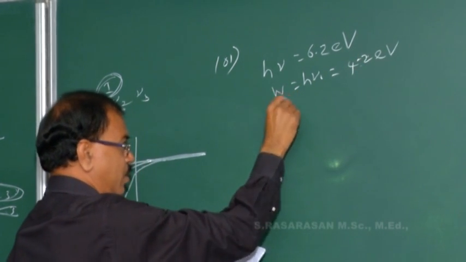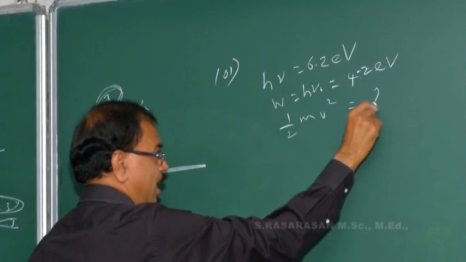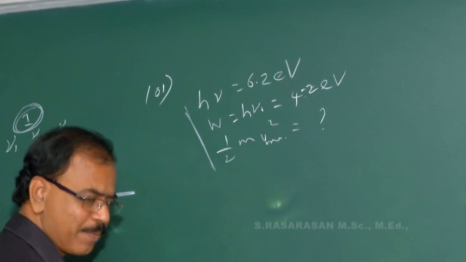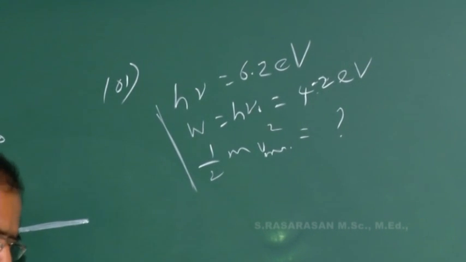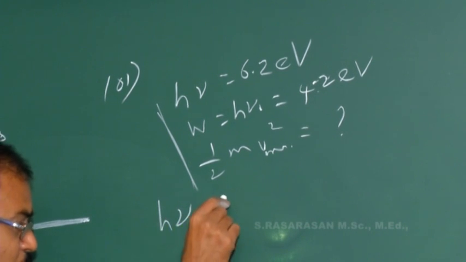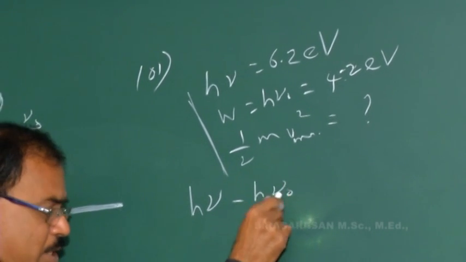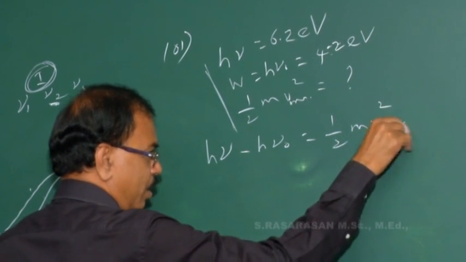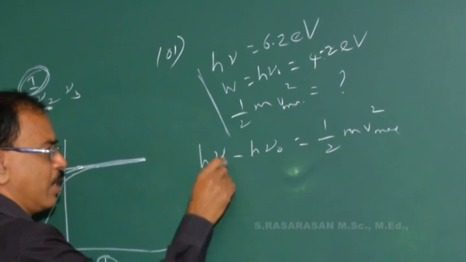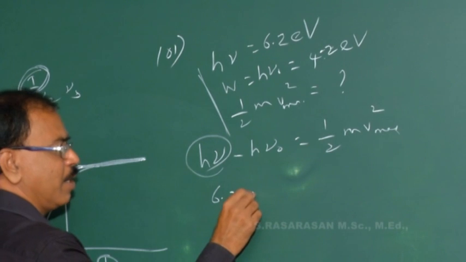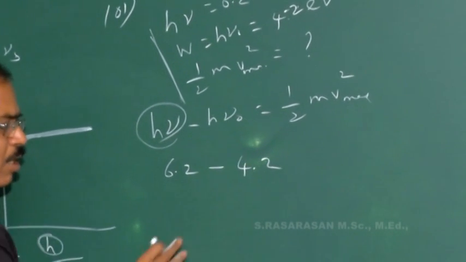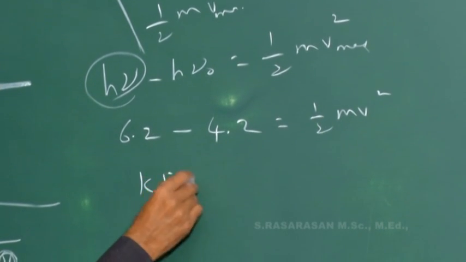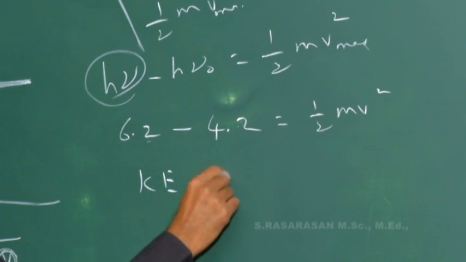They ask the kinetic energy of the fastest moving electron, so it is maximum. This is Einstein's photoelectric equation: h nu minus w, or h nu naught, equals half m v square maximum. The values given are 6.2 eV minus h nu naught 4.2 electron volt, equal to half m v square. So the kinetic energy of the fastest moving electrons, subtracting, is 2 electron volt.